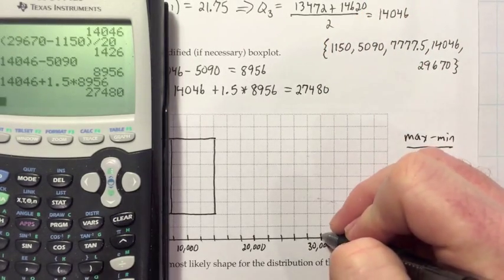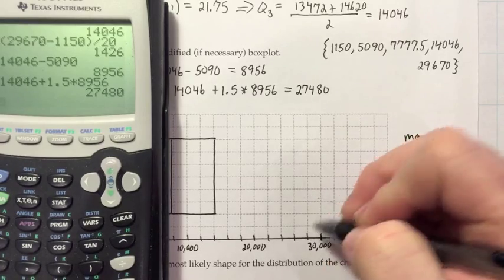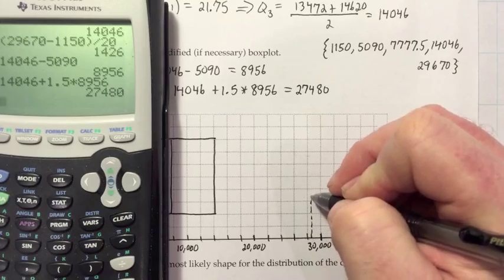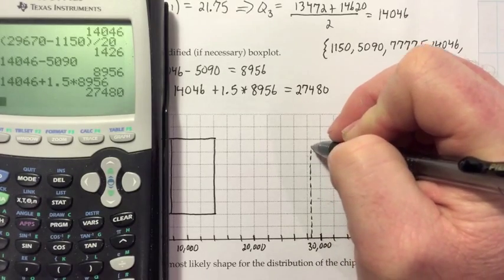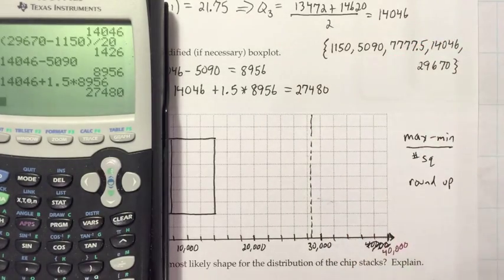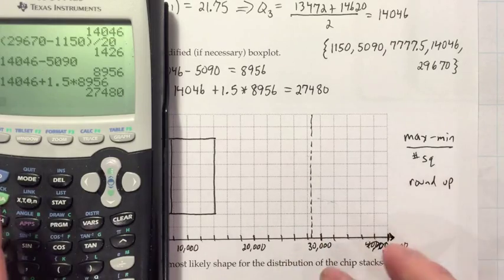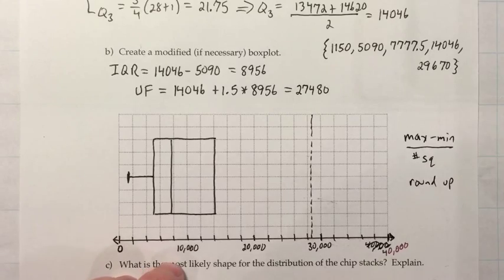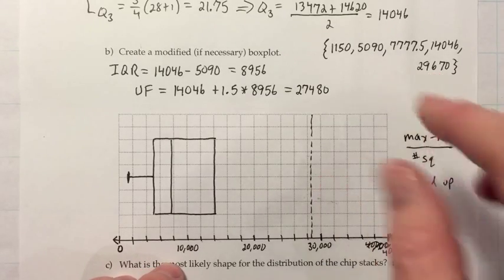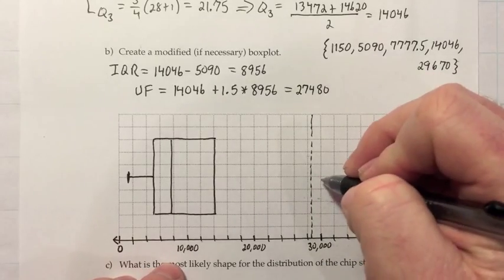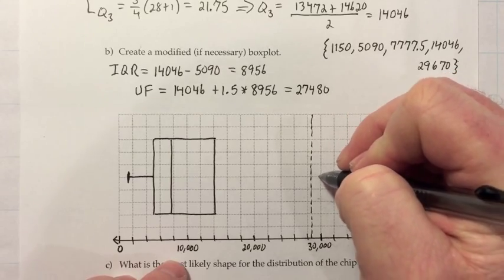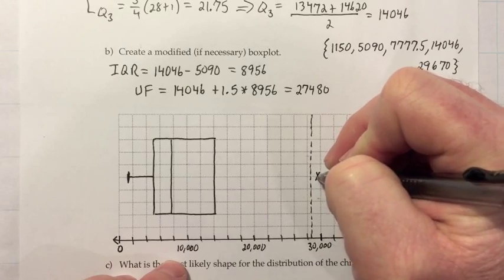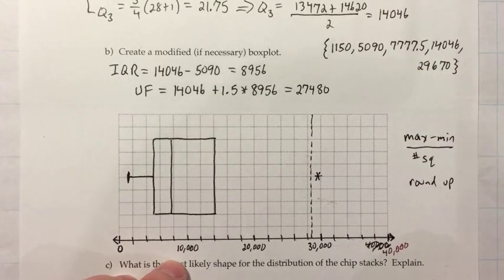This is my 30,000 mark here. So this is 28. So just a little bit past that 28,000 mark, right about here, would be the upper fence. So if I have any values past that, meaning on the other side of the fence from where the box is, they'd be an outlier. 29,670 is such a value. Just barely, but it is past it. So at the same height I would do the whisker, which is in the middle of the box, I'll put an asterisk for that 29,670.